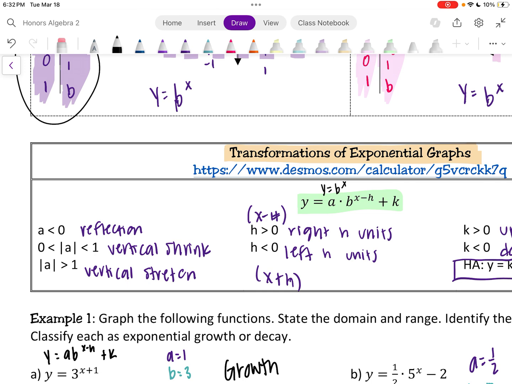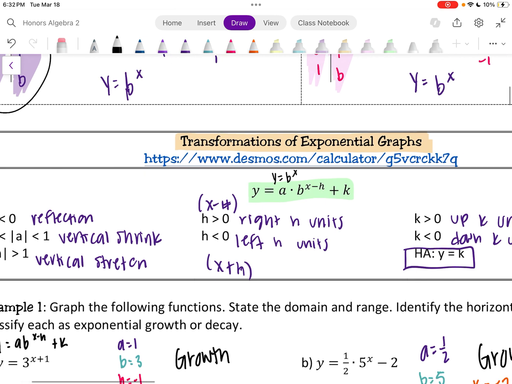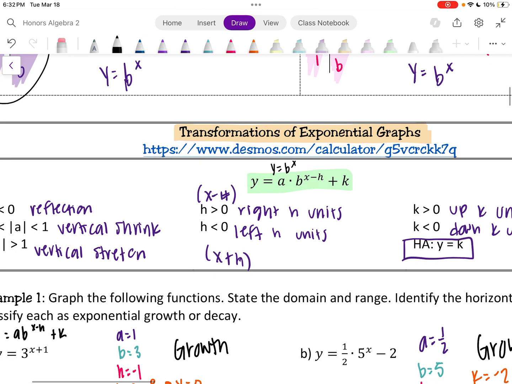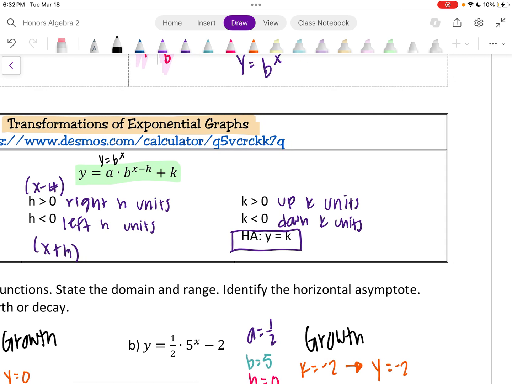If h is greater than 0, it's right h units. If it's less than 0, it's left h units. And then this is the important piece, because your k tells you your horizontal asymptote.